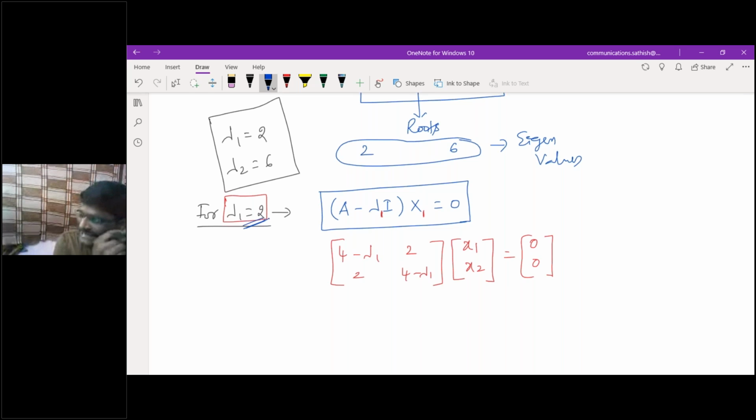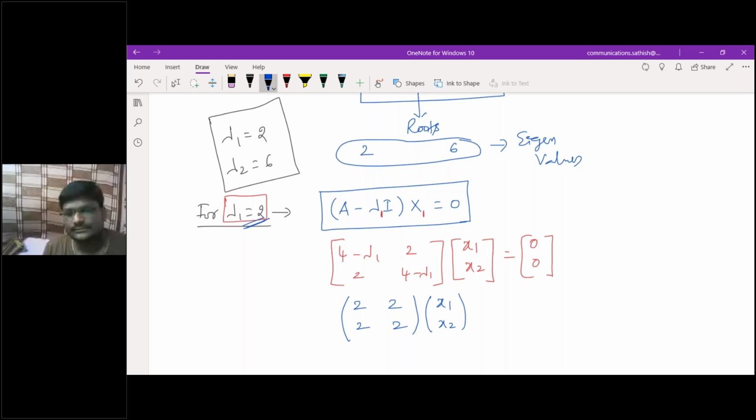Now you substitute lambda 1 equal to 2. You substitute that lambda value here. What will you get? 4 minus 2, 2, 2, 4 minus 2, so 2 will be there. Am I correct? Are you able to follow me? Yes, sir.